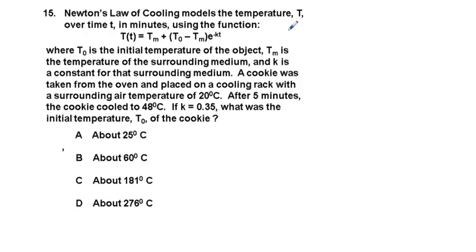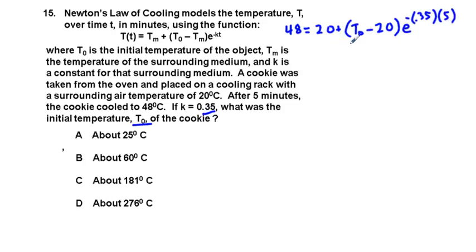So you have T sub t, which is your final temperature, 48 degrees, equals your temperature of the medium, T sub M, which is 20, plus quantity T sub 0, because you're trying to find the initial temperature of the cookie coming out of the oven, so T sub 0 minus T sub M, which is 20, times e, Euler's number, to the power of negative k, where k is given as 0.35, times t, and t is given as 5 minutes. And so you have an equation that you can enter.